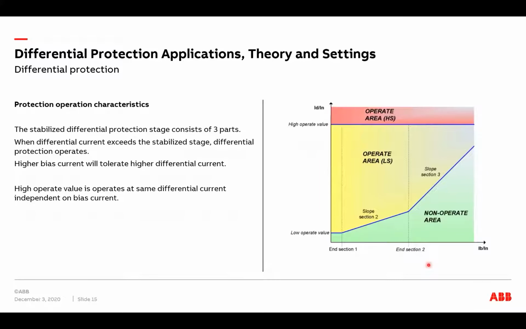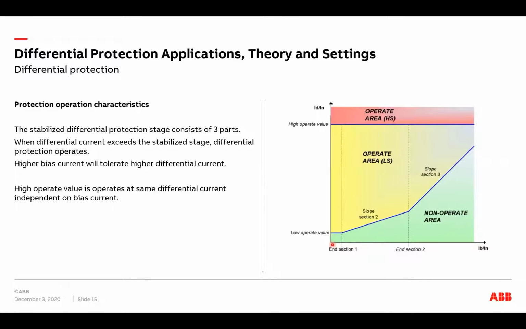Let's then have a look at the protection operation characteristic that the differential protection is using. So we are using this kind of stabilized differential protection here, and it consists of 3 different parts that you can see here. Looking at this characteristic in this diagram, we can see on this axis the differential current, and on this axis the bias current.